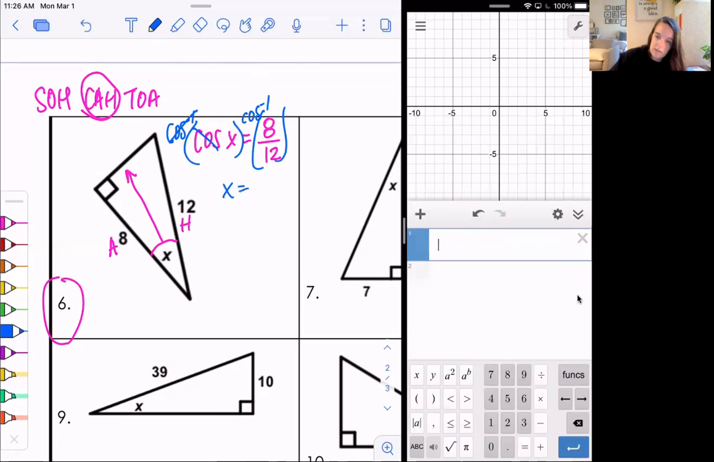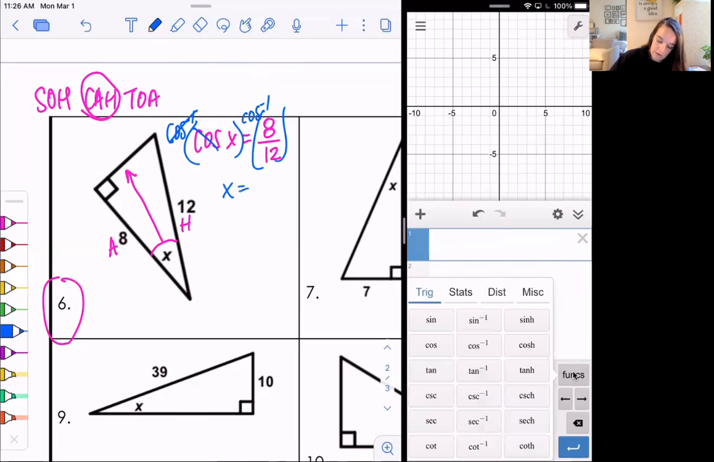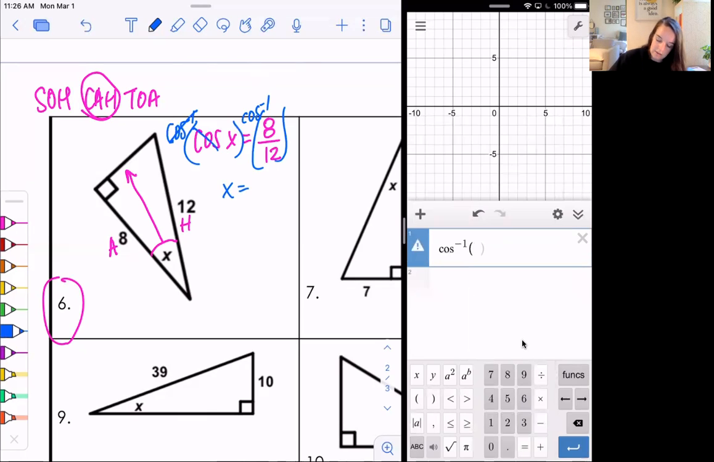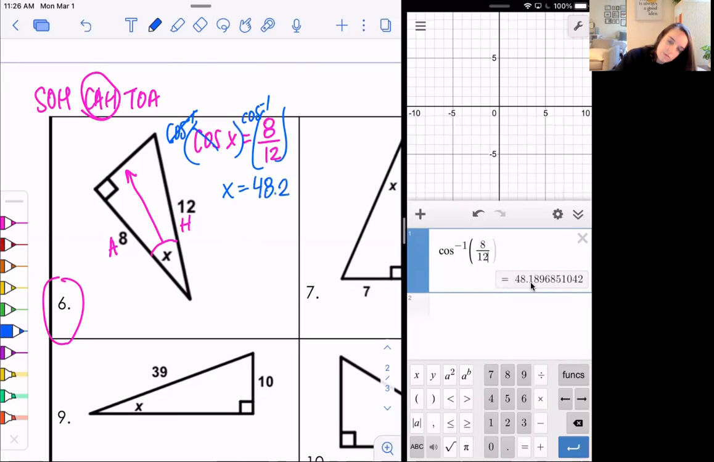So I'm going to go here, go to functions. I want cosine -1, and I'll do 8 over 12. I get 48.18. That 8 is going to round up because it's more than 5, rounding up to 48.2. This is an angle, so we measure angle in degrees right now. And we're going to put a degree sign there. And that is our answer for number 6. Great job. Y'all got it. Message me any questions that you have.